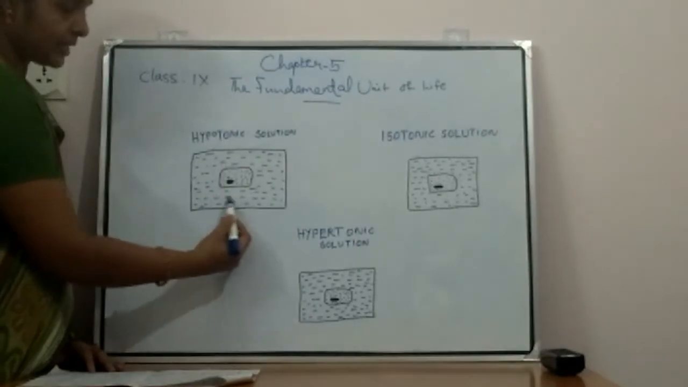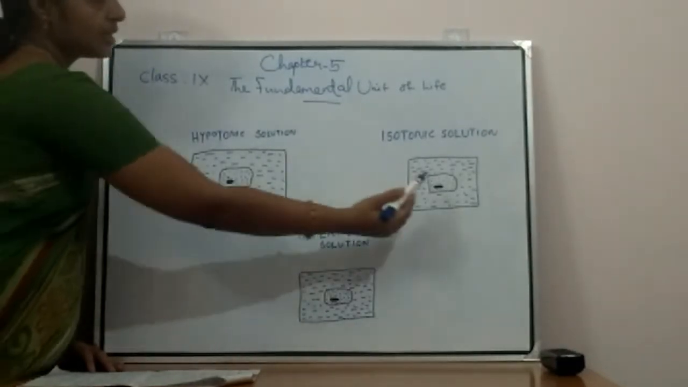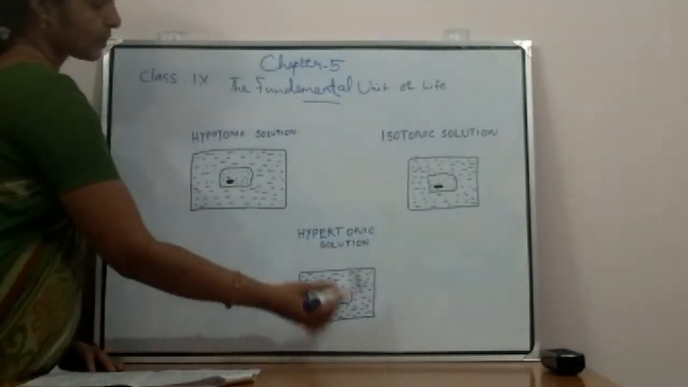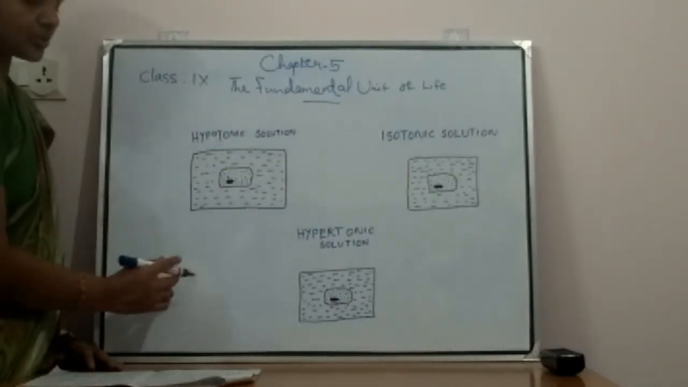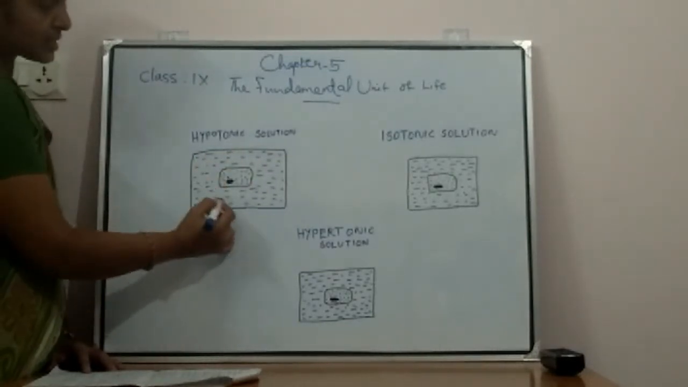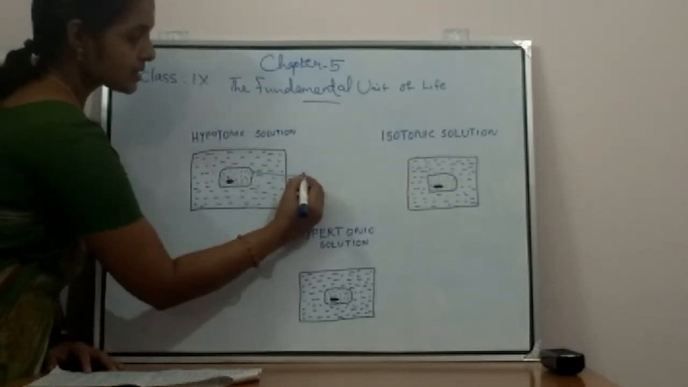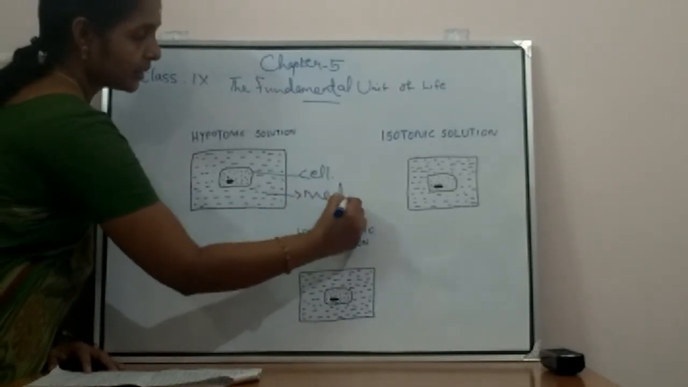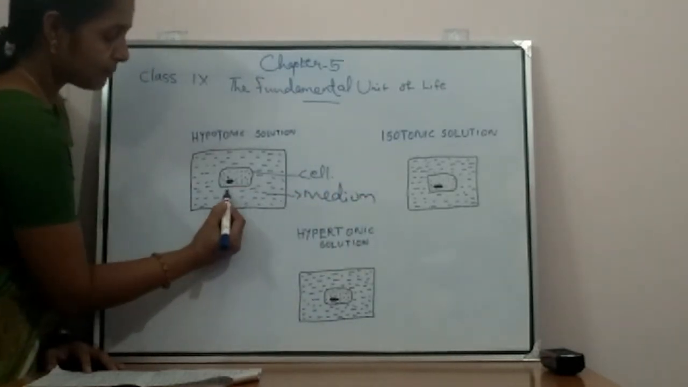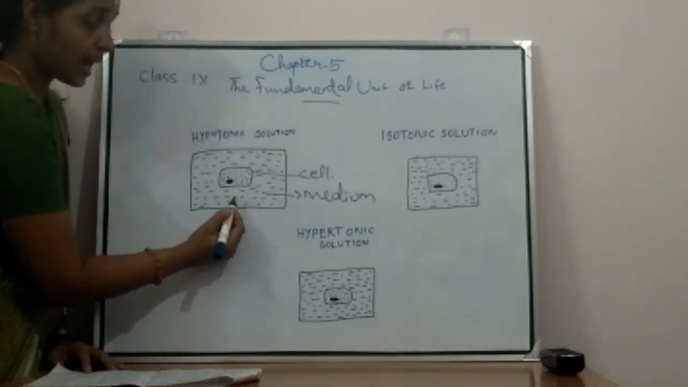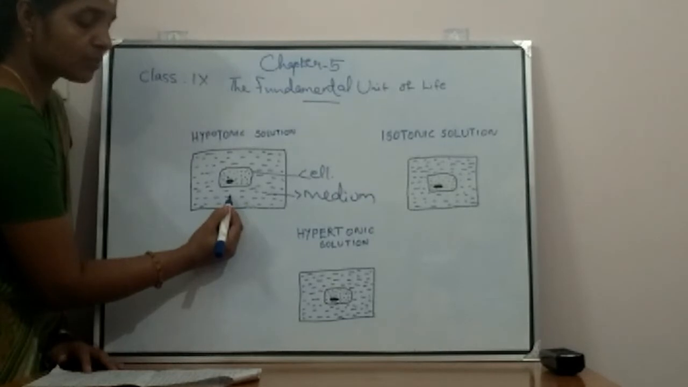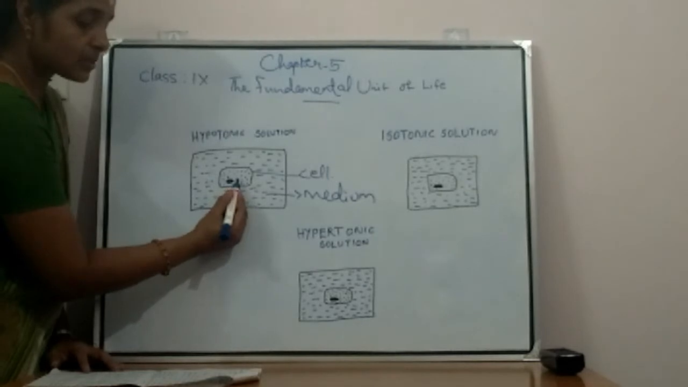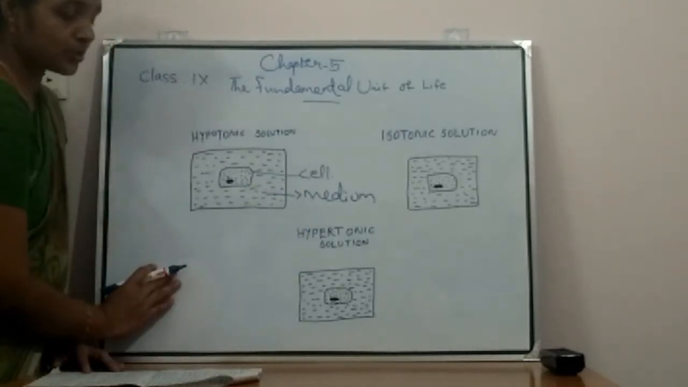Here you can see the medium surrounding the cell. This one is the cell, here is the cell, here is also a cell. Surrounding this cell, mediums are there. Based on that, we are telling about the solutions. If the medium surrounding the cell has higher water concentration, that is, the number of water molecules is more here than the cell, then that solution is known as hypotonic solution.